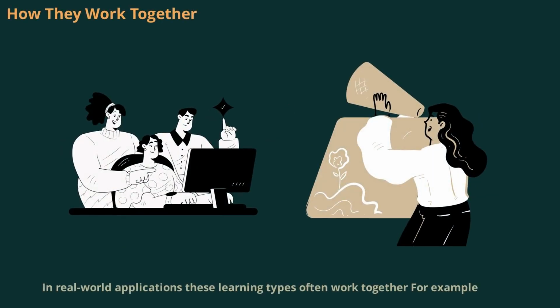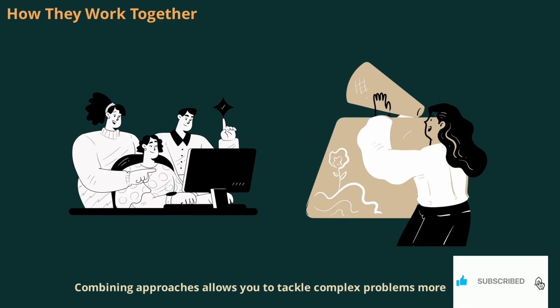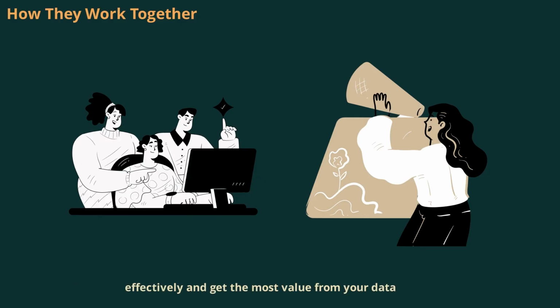In real-world applications, these learning types often work together. For example, you might use unsupervised learning to discover customer segments, then apply supervised learning to predict behavior within each segment. Reinforcement learning can further optimize marketing strategies for each group. Combining approaches allows you to tackle complex problems more effectively and get the most value from your data.